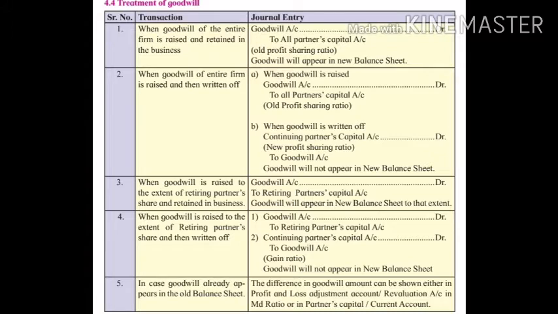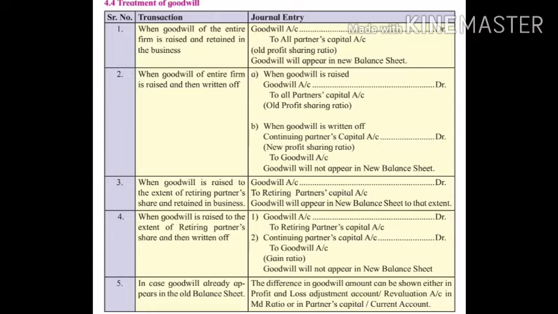Now the third case, when goodwill is raised to the extent of the retiring partner's share and it is retained in the business. That means goodwill is raised only to the extent of the retiring partner's share. In that case we have only 1 entry, and the entry is goodwill account debit to retiring partner's capital account.